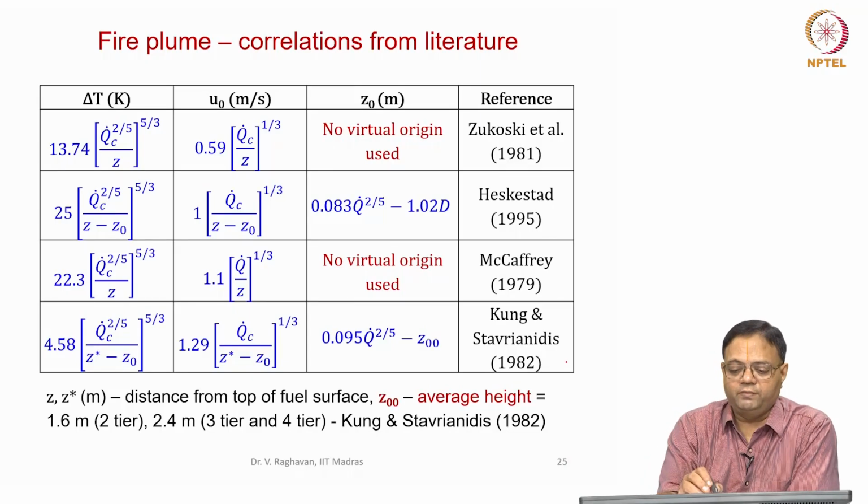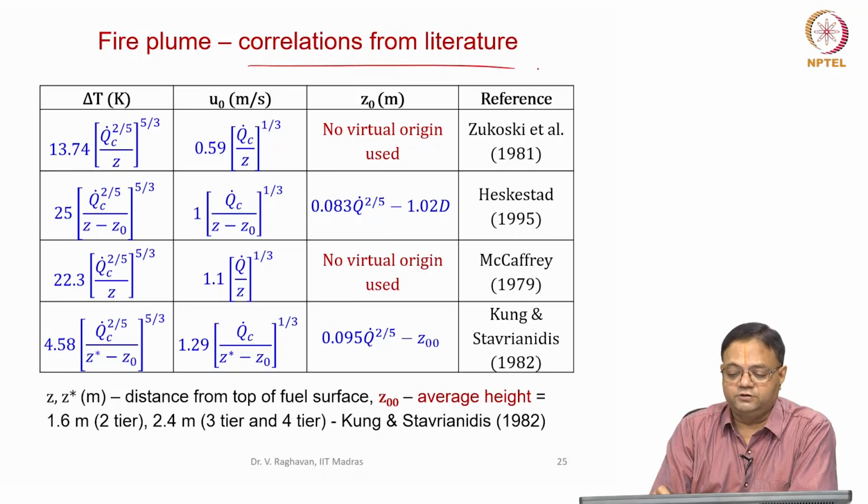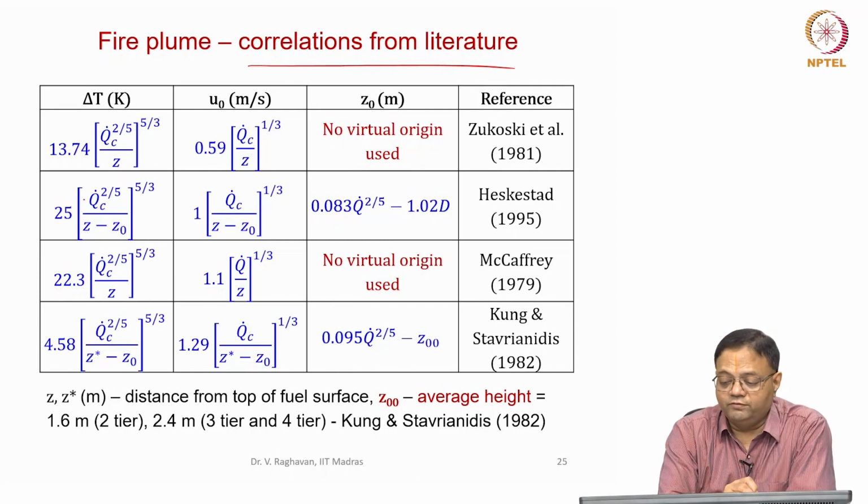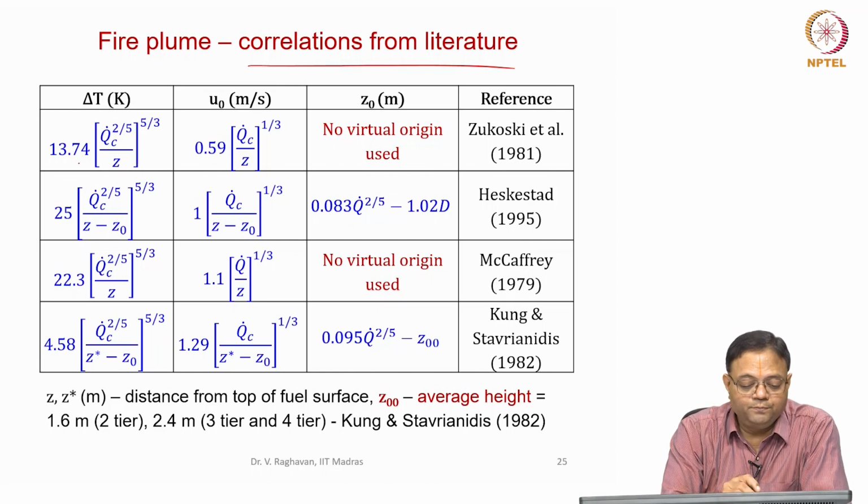These are some of them. Again, some correlations are listed here. So you can see that delta T is correlated as 13.74 Q dot C power 2 by 5 by Z, or into Z power minus 5 by 3, correct. So Q dot C 2 by 5 power 5 by 3 into Z power minus 5 by 3.